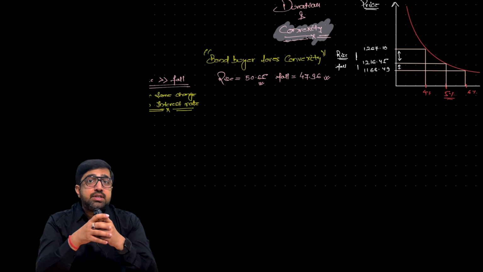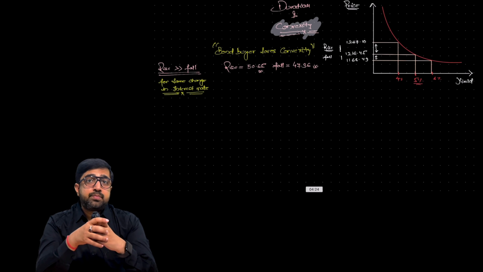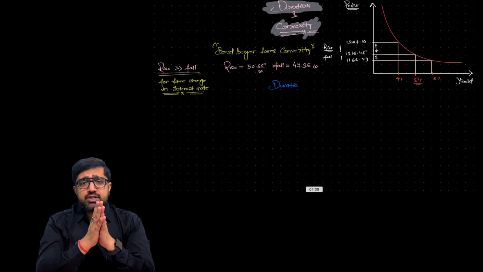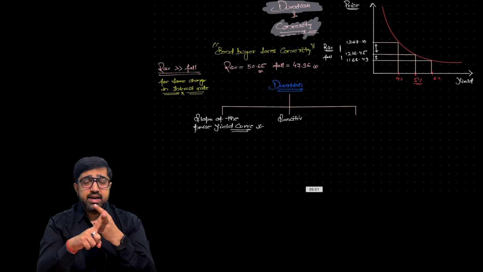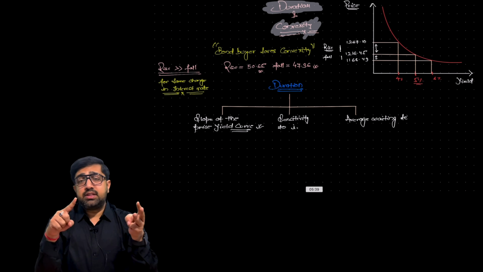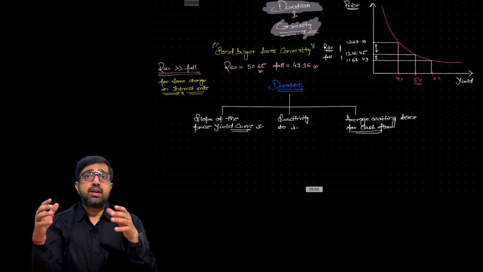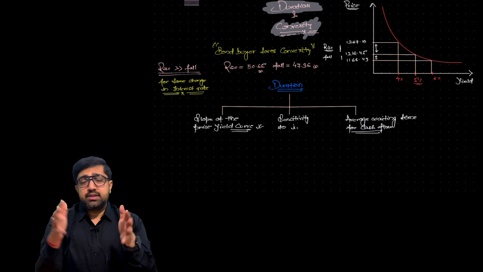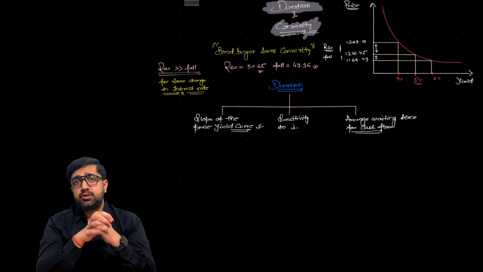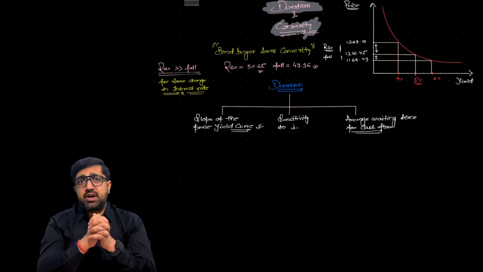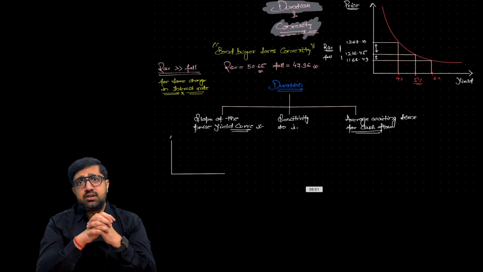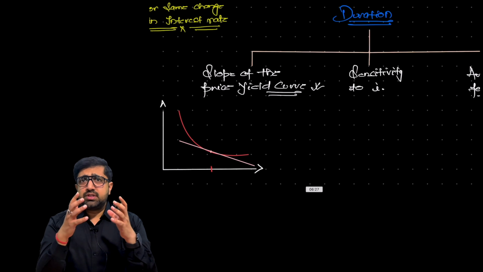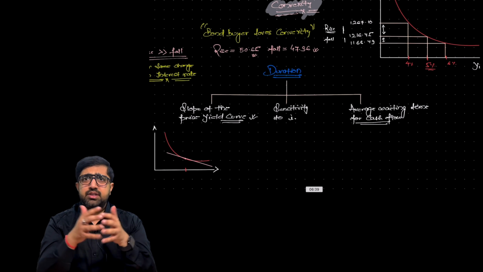Other than convexity, we should also focus on duration. So duration has multiple interpretations. The first is sensitivity. The second, it is the slope of the price yield curve. And the third, it is the average waiting time for the cash flows. Yes, it is a very difficult concept to be discussed in this session, but understand that when we are doing the differentiation of the price with respect to interest rate, that is dP/di, that was the slope of the price yield curve and that is the duration.